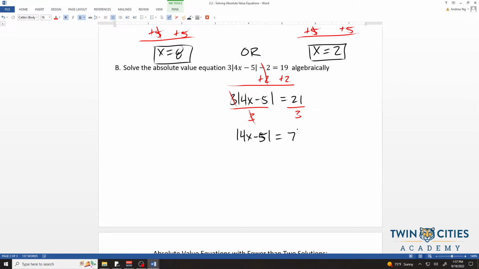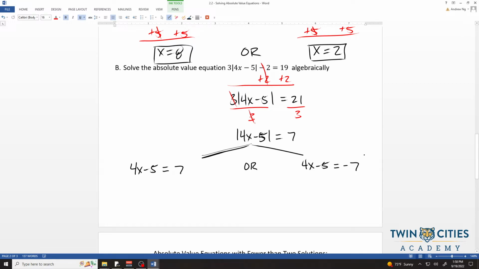And once I have it isolated, I can move on to the next step, which is to split this. So I'm going to split this into a disjunction. The first one is exactly as I see it without the absolute value symbols. So 4x minus 5 is equal to 7. And I'll say or, on the right side here, 4x minus 5 is equal to negative 7.